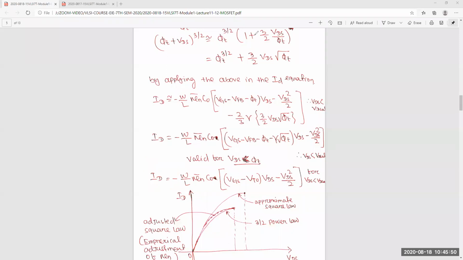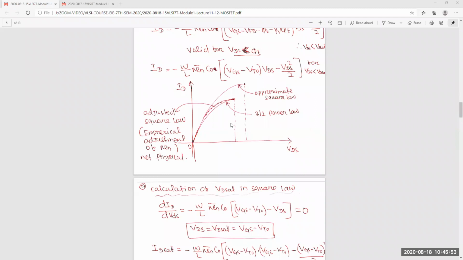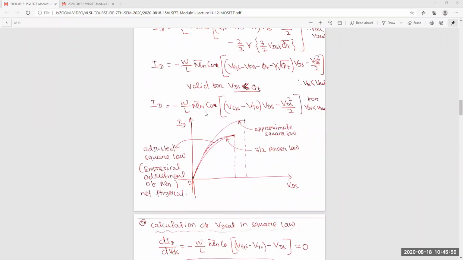Now, one thing I will say here: when you are converting the 3 by 2 power law to the square law equation, there is some deviation. What is the deviation? If you really calculate, you will get this type of thing. For square law, the current is more, and the threshold point is also at a higher VDS. These two things you will get. This is for the 3/2 power law and this is for the square law. This is not exactly the same.